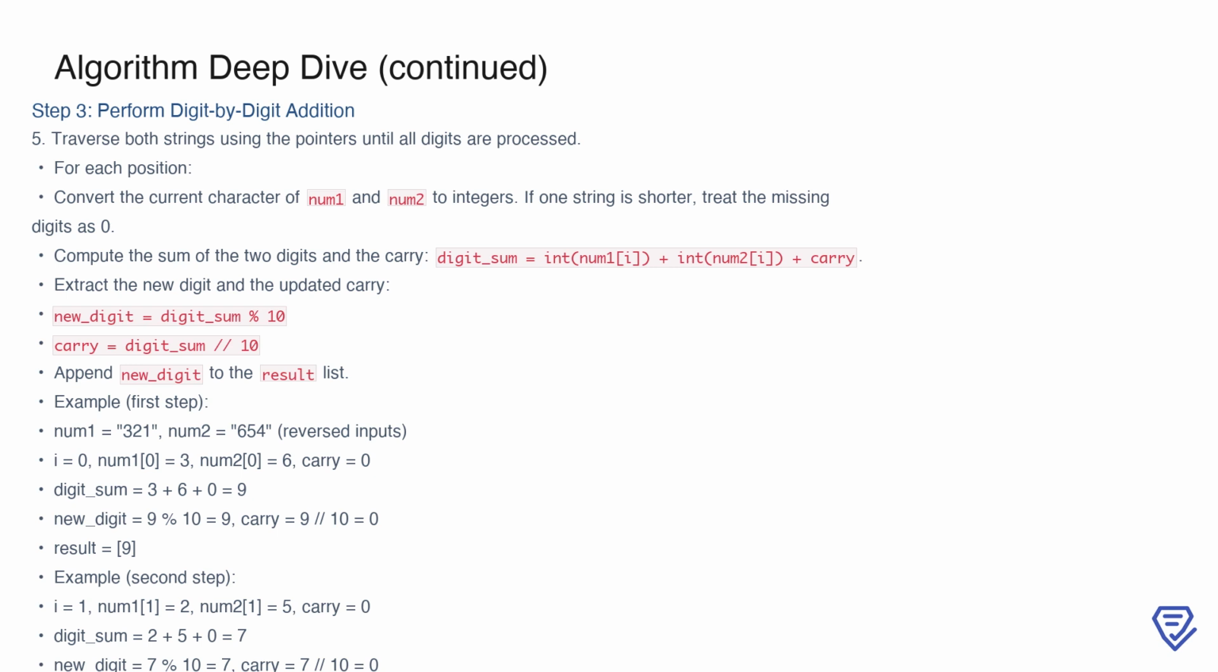For example, if the reversed inputs are 321 and 654, at the first position, we add 3 and 6, giving a total of 9. With no carry, the digit 9 is added to the result. At the next position, we add 2 and 5, yielding 7, which is also appended. This process continues until all digits from both strings have been processed.